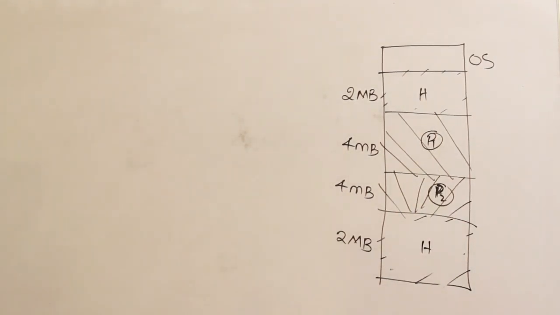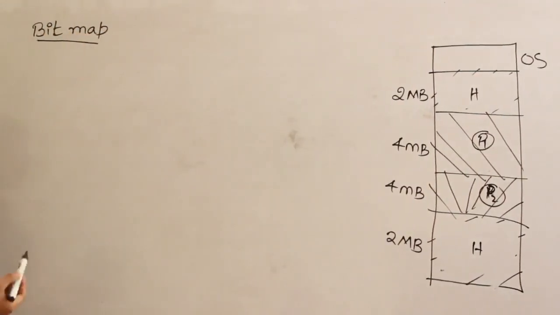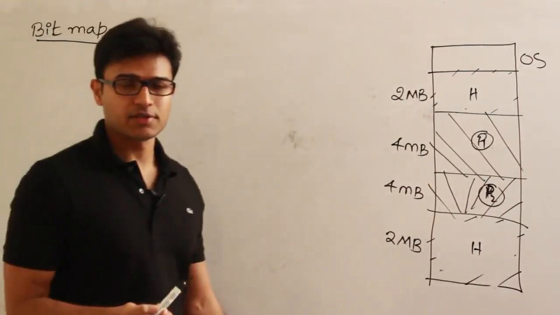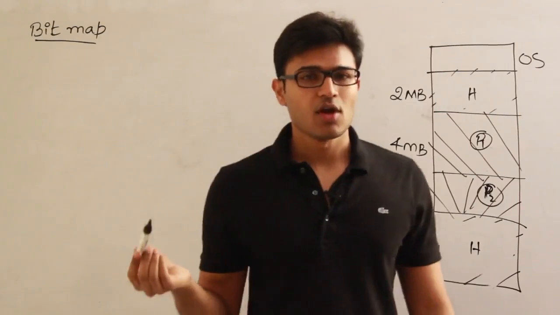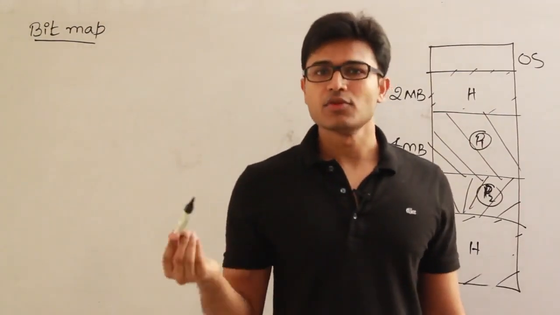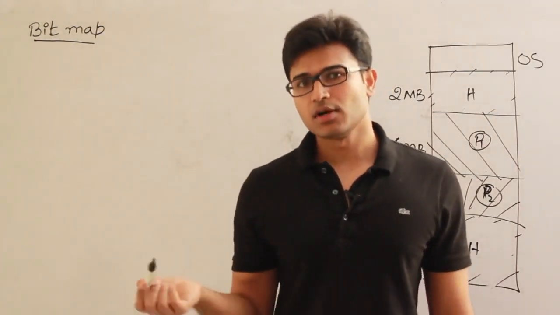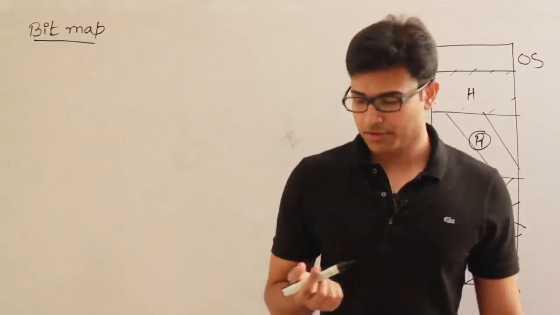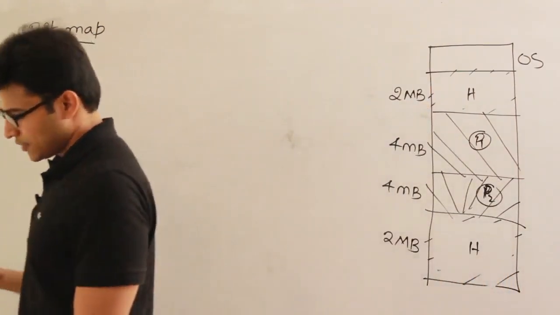So one basic data structure which is used for this is called a bitmap. There are 2 data structures which are used: one is bitmap and the other is linked list. So now let's talk about bitmap first. Bitmap is used to keep track of all the empty spaces or the free holes in the case of dynamic allocation.